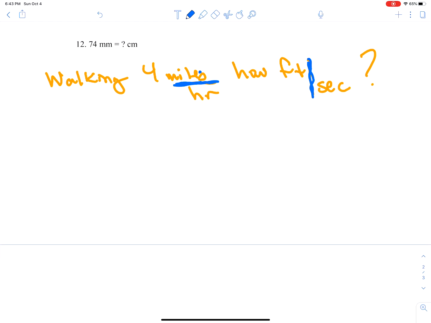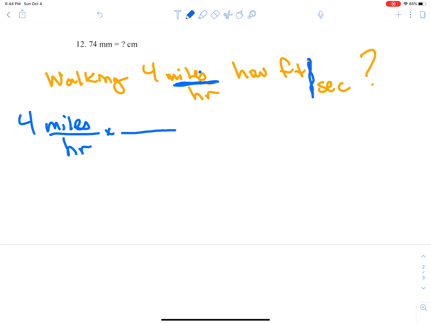So miles is in the numerator and hours is in the denominator. So we need to convert both of them. I suggest you convert them one at a time. So we're going to go from miles to feet, and then we're going to go from hours to seconds. So I'm starting with 4 miles per hour.